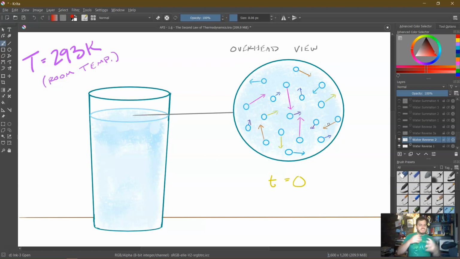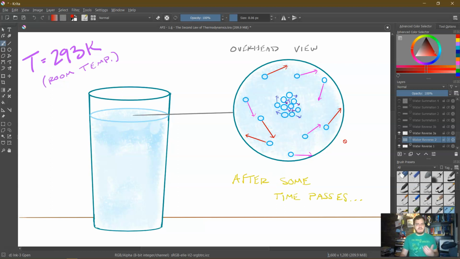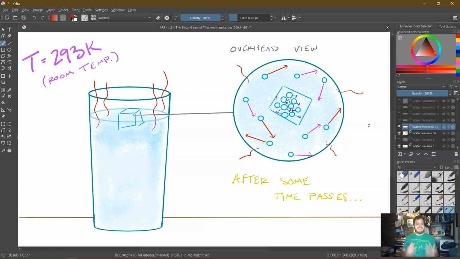And if it happens in just the right way, we could basically end up with this scenario after some time passes. It's possible that these on the outside will be going faster and these in the middle will be going cooler. And in essence, from nowhere, from this room temperature water, we could all of a sudden get a block of ice form in the middle and all the water on the outside be now really hot.